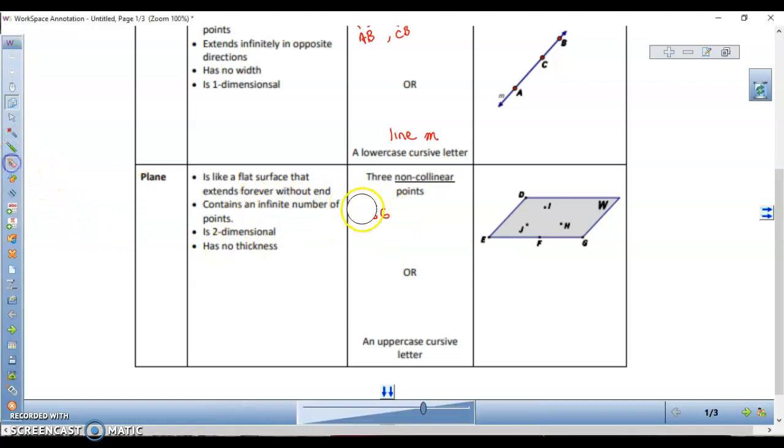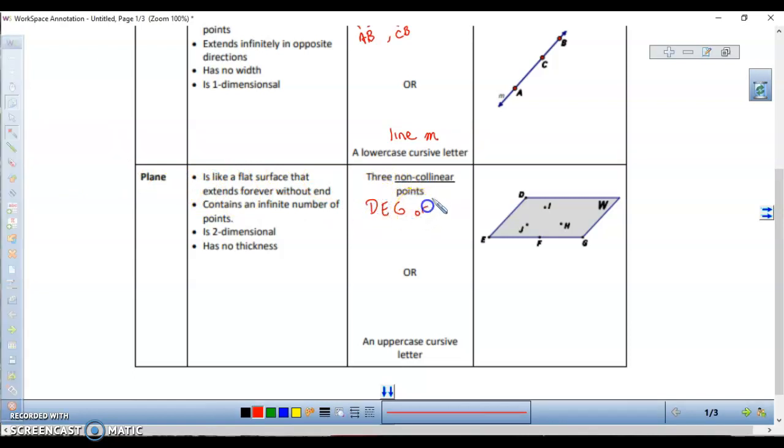And I know my E is terrible, so I'm going to rewrite that one. So this is plane DEG. Or you could call it plane, it doesn't matter, just 3 points not in a line. How about plane IJH?